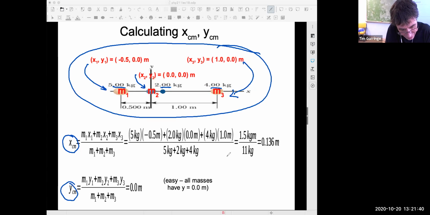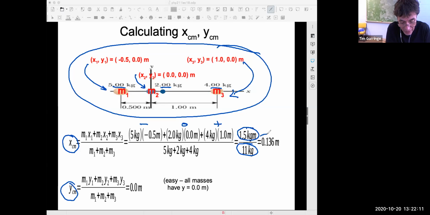And so I did that. The total mass is 11 kilograms, so that would be in the denominator of both of these calculations. In the numerator, there are some terms that are negative, some terms that are positive, and one term that's 0. This was negative, this was 0, this was positive. When I added them up, I got a net positive number.